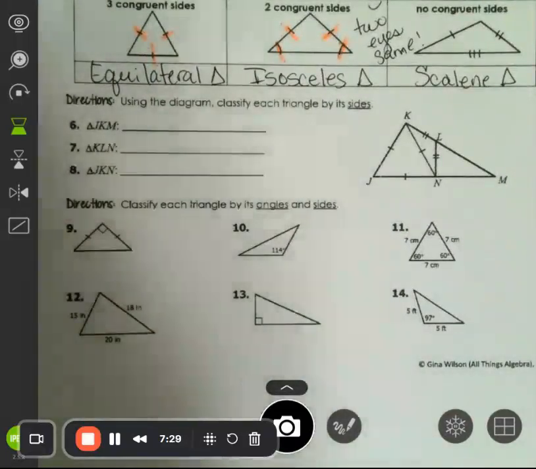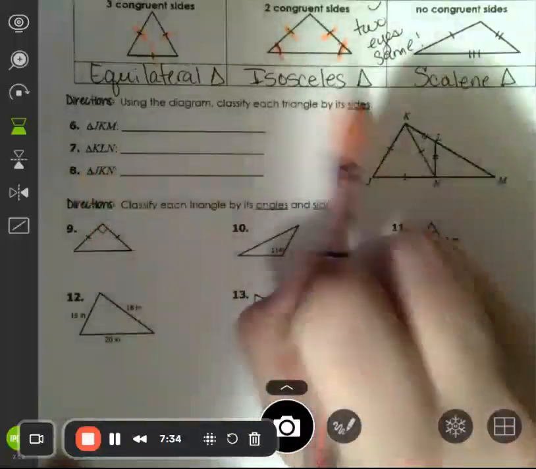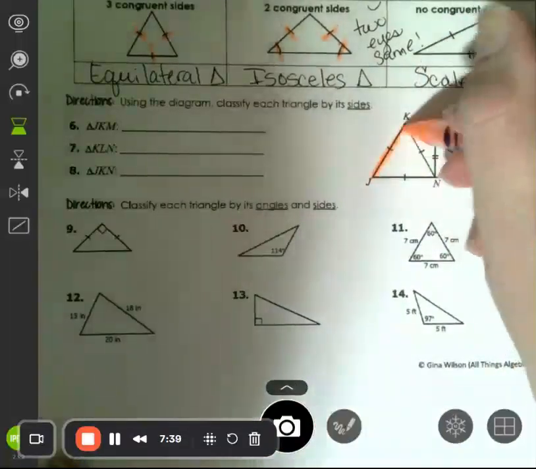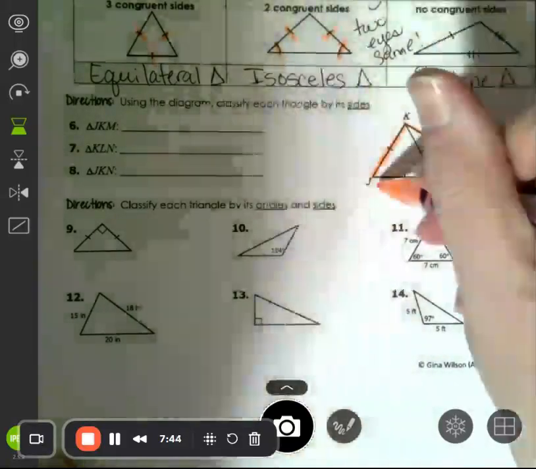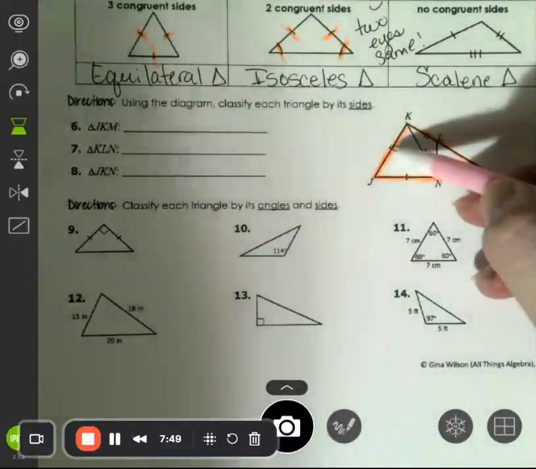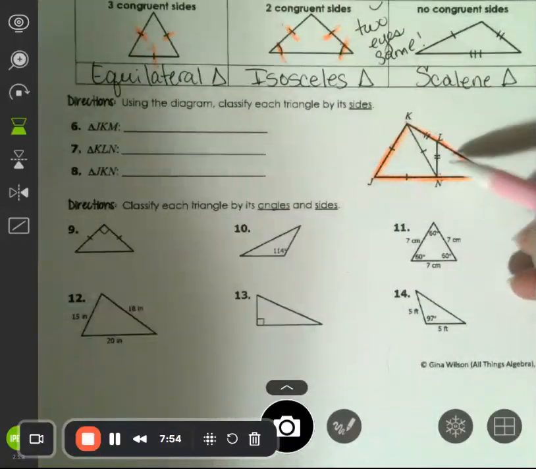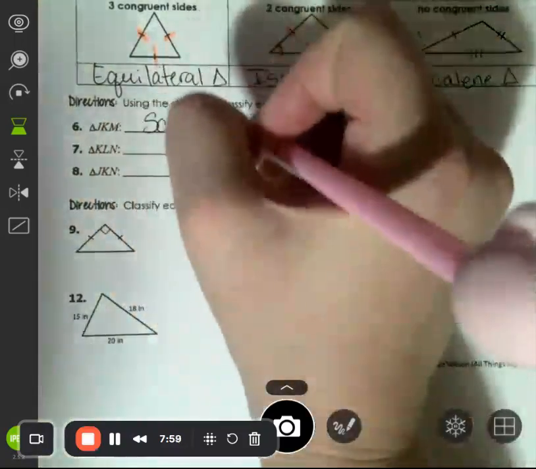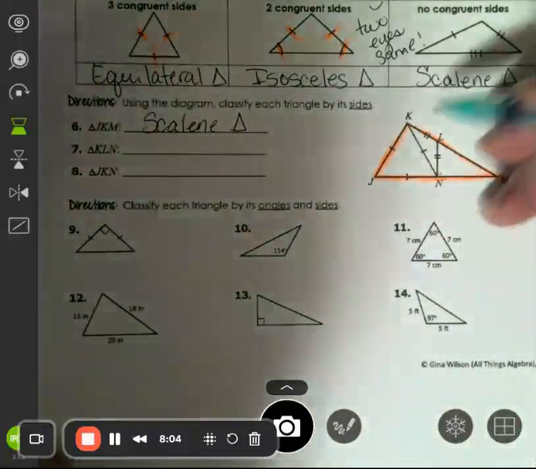All right, so let's practice some here. Classify the triangle by its sides, JKM, J up to K, all the way over here to M. Okay, so I see this one has one mark, but that would be congruent to this one. But we don't have any other measurements, so this is a scalene triangle.